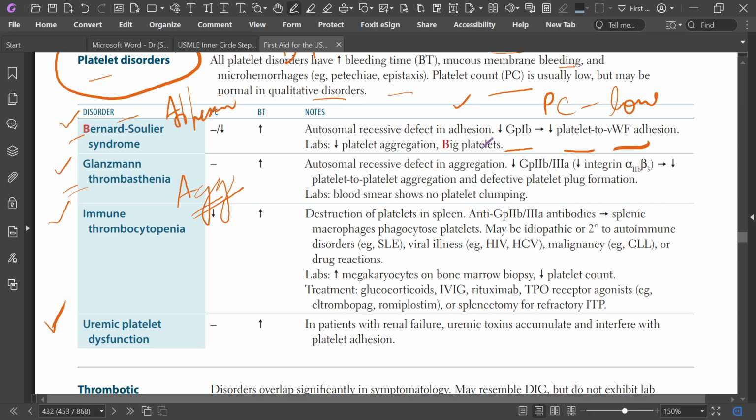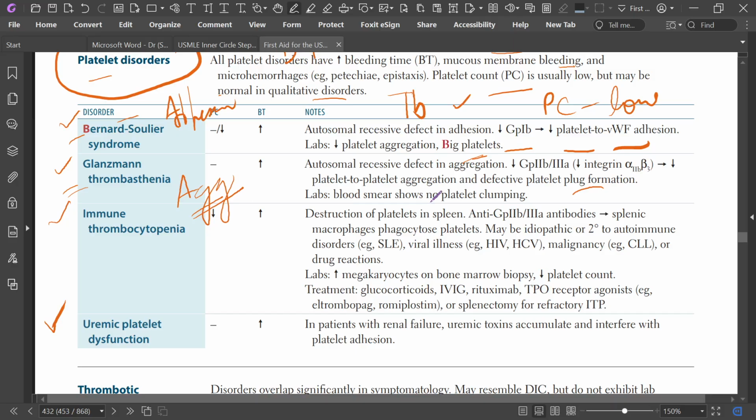Autosomal recessive defect in aggregation, decreased glycoprotein 2b3a. So Bernard-Soulier is 1b and Glanzmann is 2b3a, decreased integrin, decreased platelet-to-platelet aggregation, and defective platelet plug formation. Lab: blood smear shows no platelet clumping.